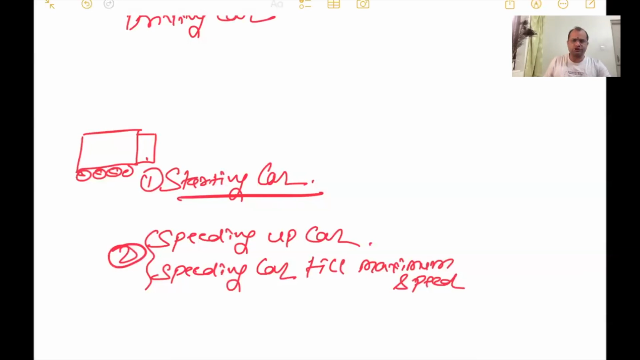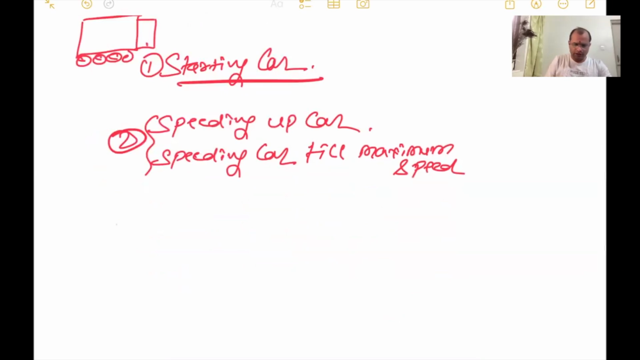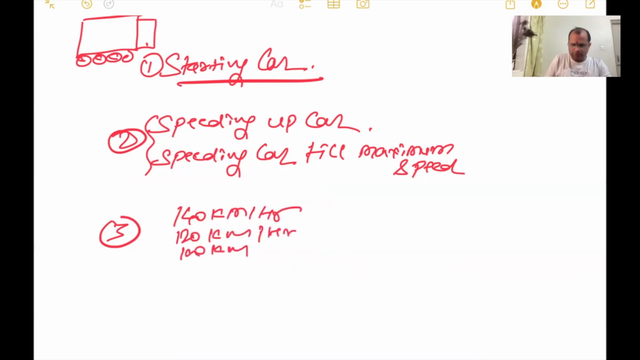That is, first you started your car and then you took it to the maximum speed. Now after this, you are on the highway. On the highway, suppose you are going 140 km per hour, or 120 km per hour or 100 km per hour. Now you are going with a stable speed, for many kilometers, maybe 10 km, 50 km.